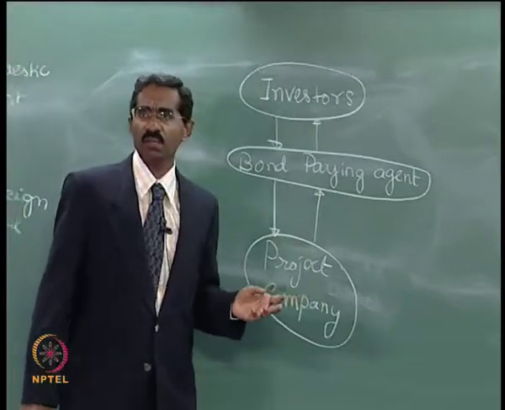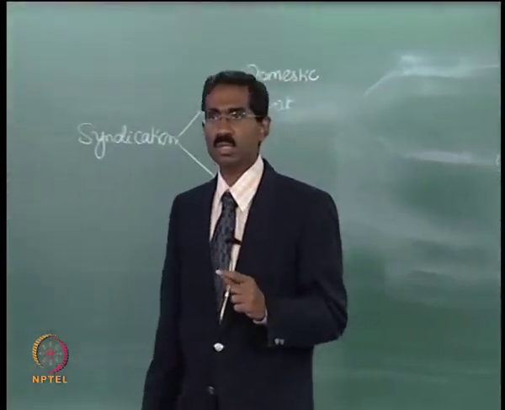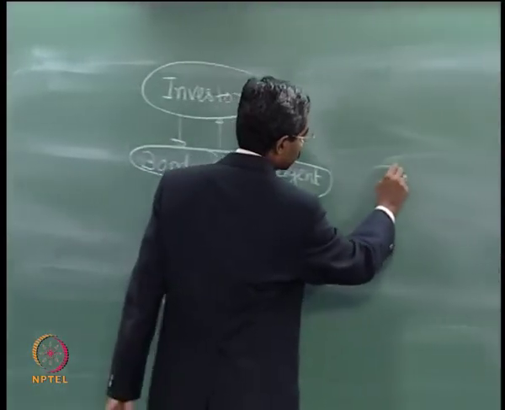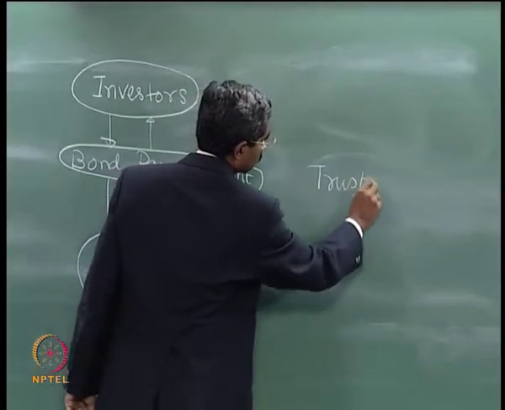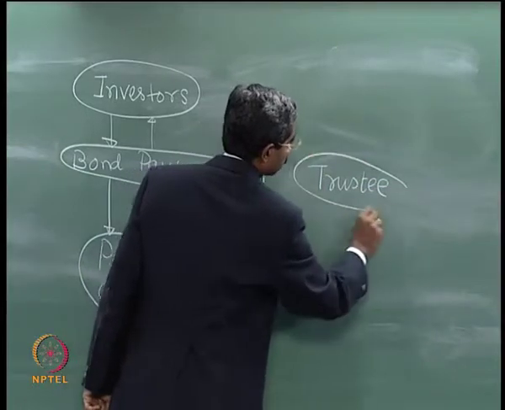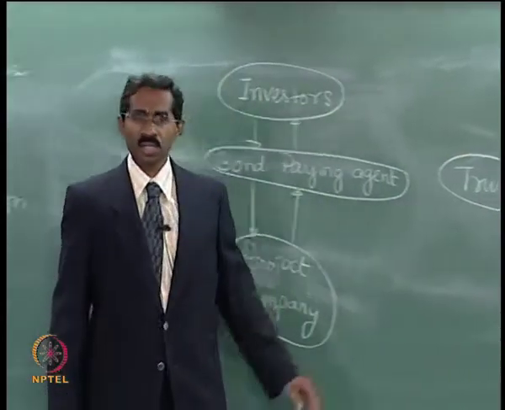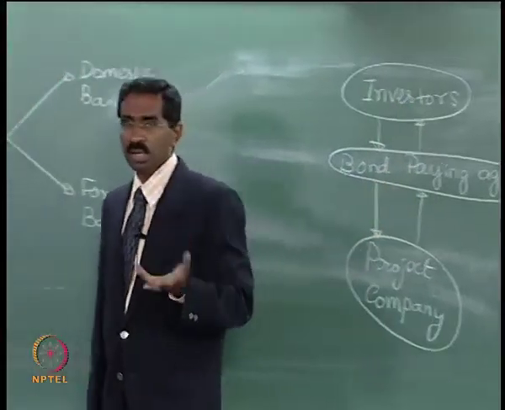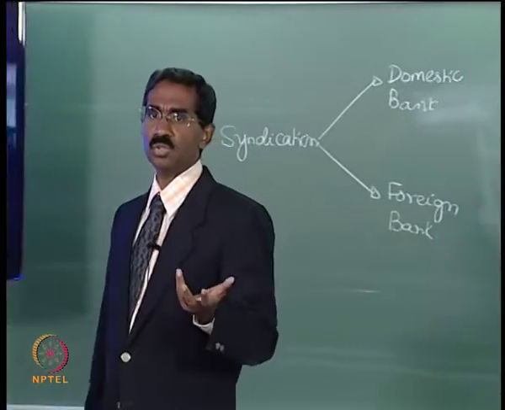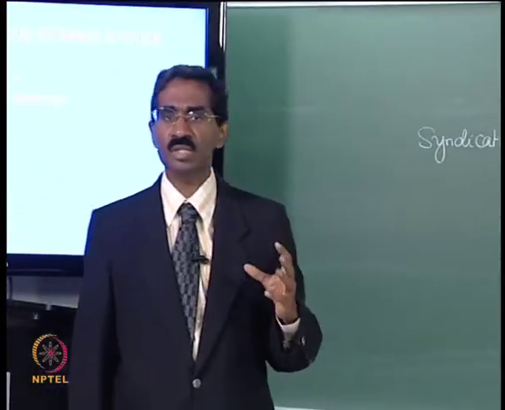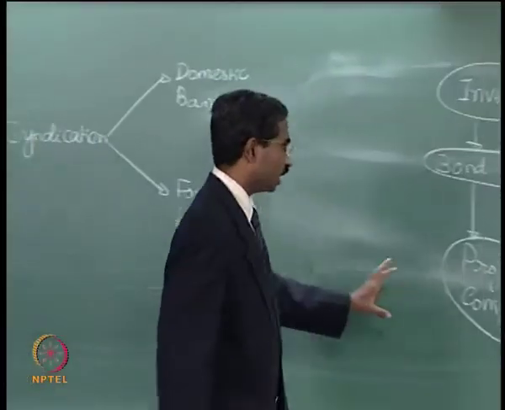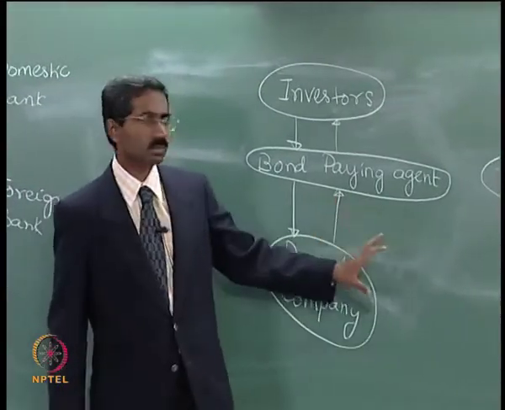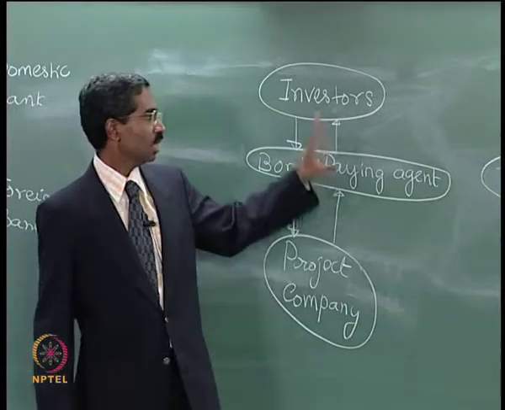And then you also have another important player called a trustee. A trustee is an entity that represents the interests of the investors. For example, there could be several covenants associated with the bonds. So the trustee will ensure that the project company is complying with the various covenants and the contractual requirements that are stated in the bond.